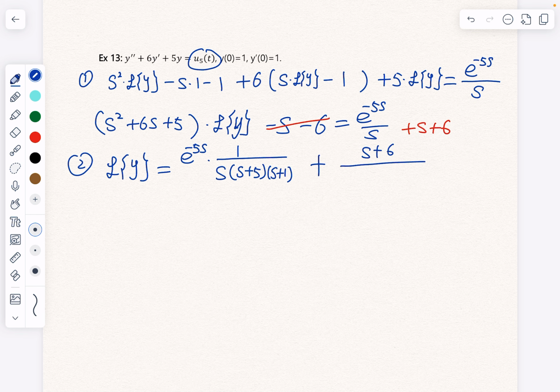Then we do the same thing. I have s plus, my bad, this one doesn't have s anymore. It simply has a denominator s plus 5 and s plus 1. So that's what we end up with.